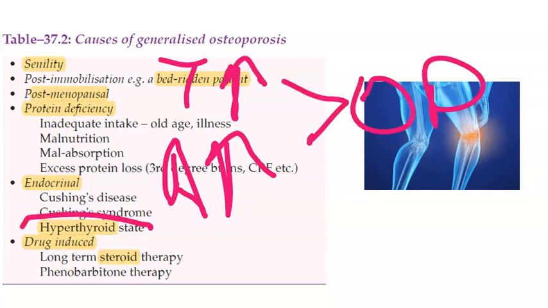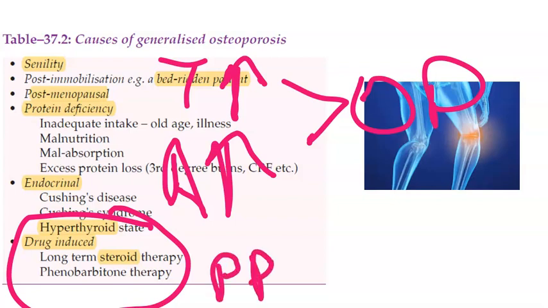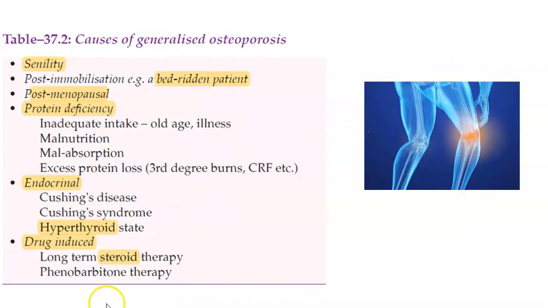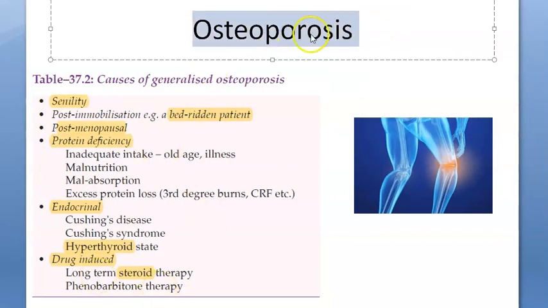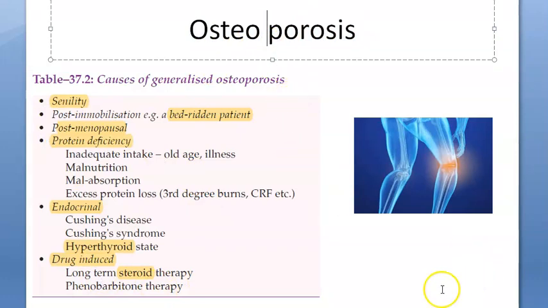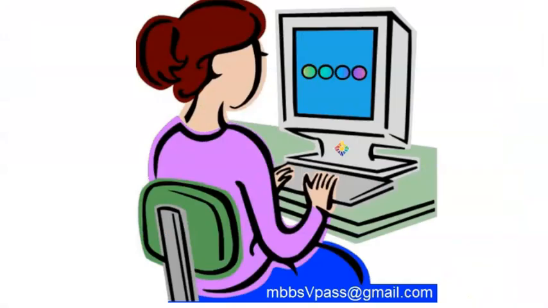Then if you're taking long-term steroids, again the same thing: adrenal gland secretion, so steroid being more. What about phenobarbital? Phenobarbital is what type of drug? An anti-epileptic drug, and they are saying that that also can lead to osteoporosis. So now, can you tell the causes of osteoporosis? Osteoporosis can be caused by senility, very good.